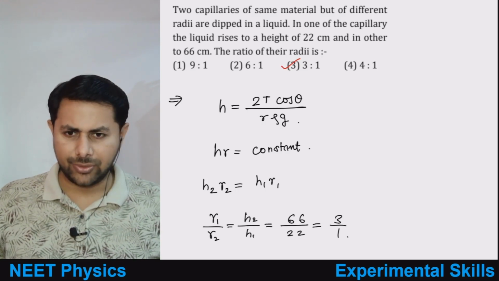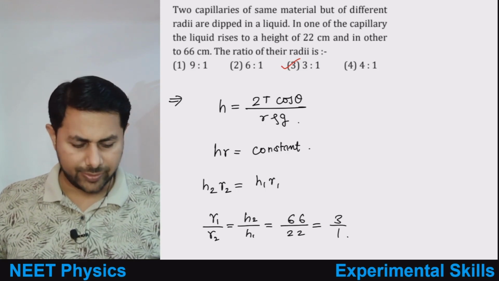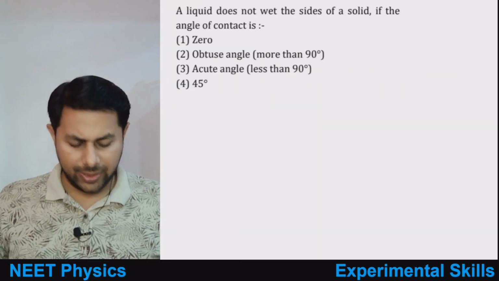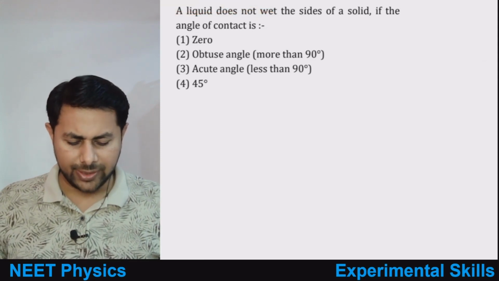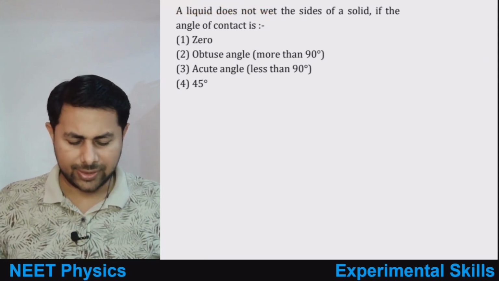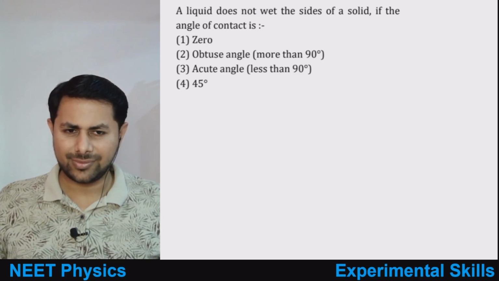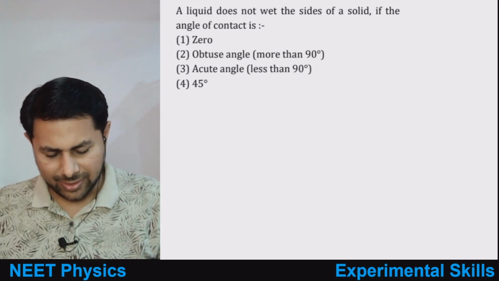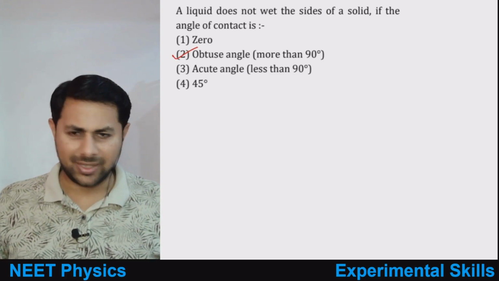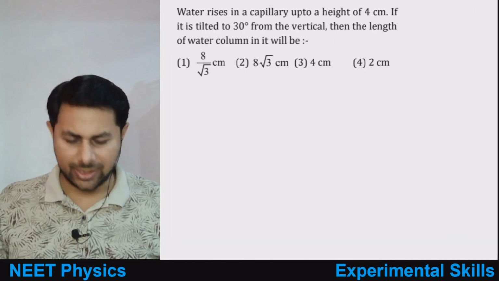Tell me, yes, no? Okay, good. Then let's see the next one. A liquid does not wet the sides of a solid if its angle of contact is, tell me. Option 2, obtuse angle, correct. If it is greater than 90, it doesn't wet. We know that.